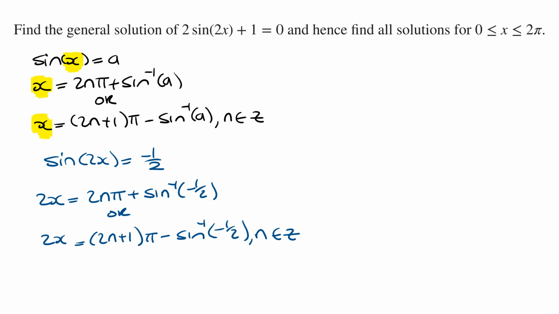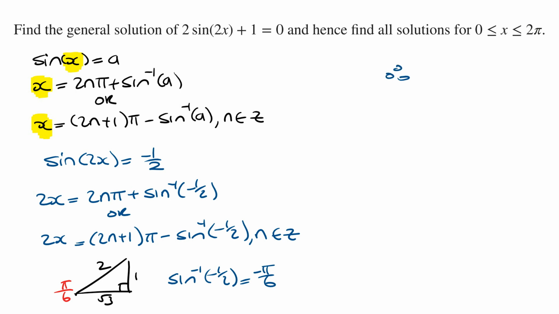From here what we need to do is work out sine of what angle is going to give us minus a half. Ignoring the minus and drawing our triangles, this is 1, 2 and root 3. This angle here is pi on 6, and so sine of pi on 6 is equal to a half. Since we have a negative, then this means sine inverse of minus a half is going to equal minus pi on 6.